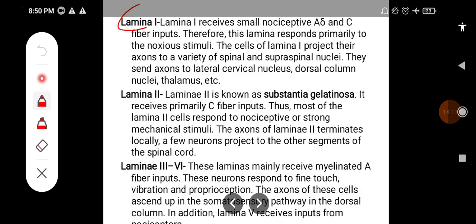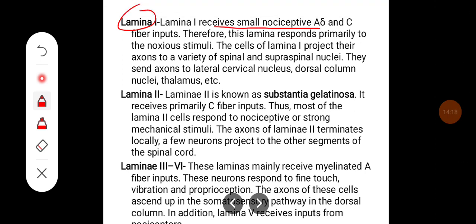Coming to each lamina, lamina 1 receives the small nociceptive A delta and C fiber inputs. Therefore, this lamina responds mainly to noxious stimuli. The cells of lamina 1 project their axons to a variety of spinal and supraspinal nuclei. They send axons to the lateral cervical nucleus, dorsal column nuclei, thalamus, and so on.